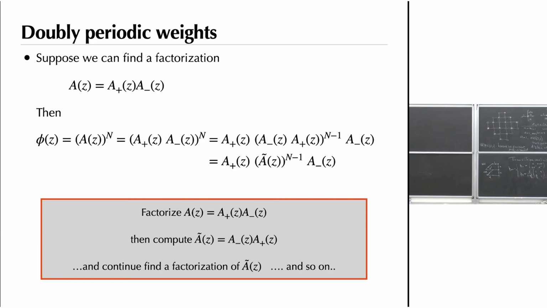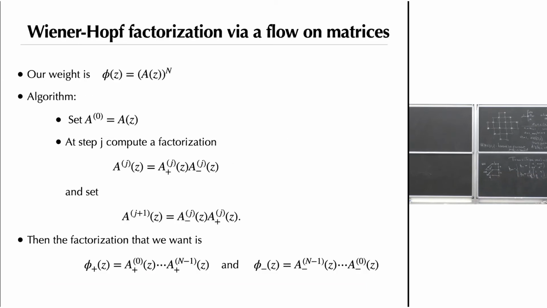Right? And then I continue, and I continue, and I continue. So I start with a matrix A, I get a matrix A tilde, find a factorization, swap the matrices, I get an A double tilde, and so on. If I do that iteratively, at each step j, I compute a factorization like this, I swap the matrices, I get a new matrix, and I do the same thing again. I get my factorization in this form, okay?